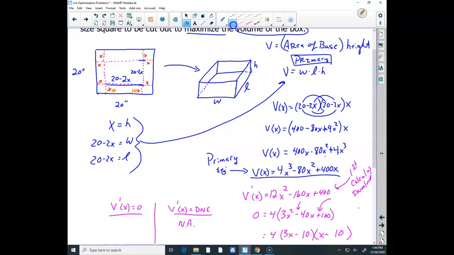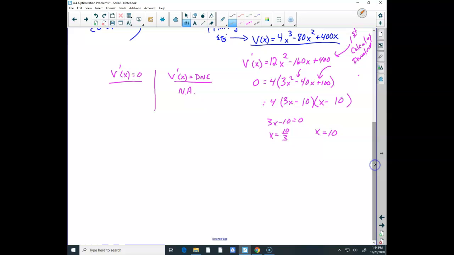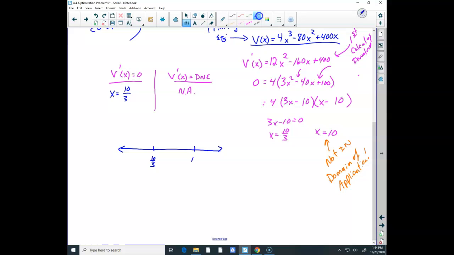This is going to work itself out, but you really need to keep in mind this is not in the domain of application. That's kind of important. It's going to work itself out in this problem, though, because technically I only have one critical point, okay? So I'm going to take that one critical point of 10/3. And if you still don't understand that 10, throw the 10 on the line.